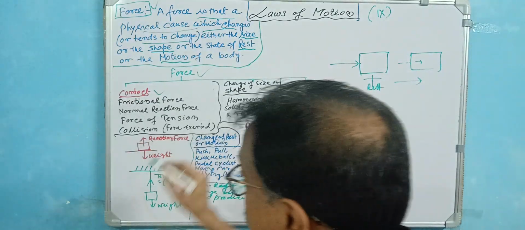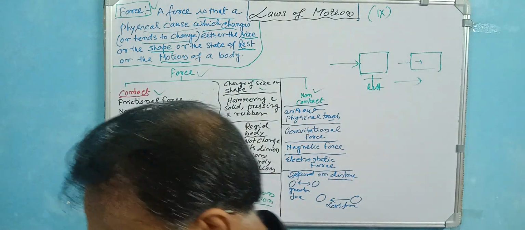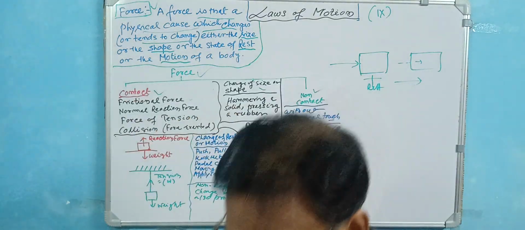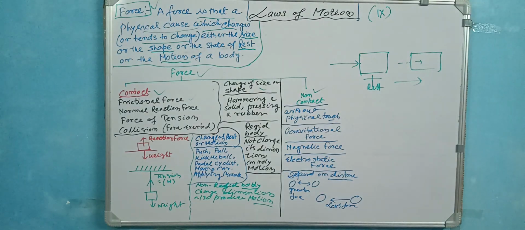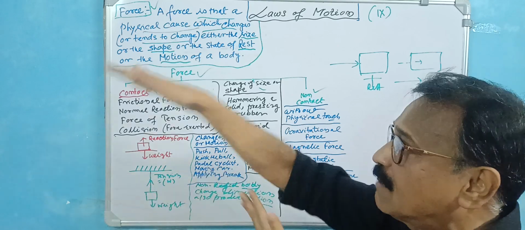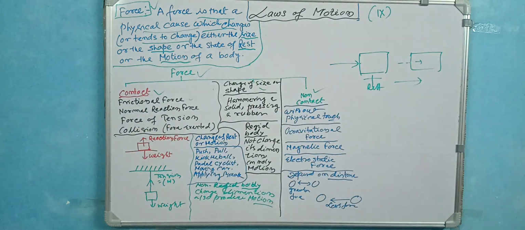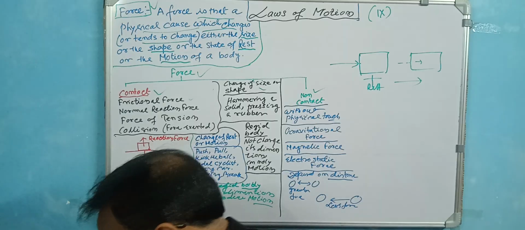The first contact force is the frictional force, because there are two surfaces between them. Suppose this is the surface, there are two surfaces there. The frictional force acts when you touch the surface. Another very important contact force is the normal reaction force.